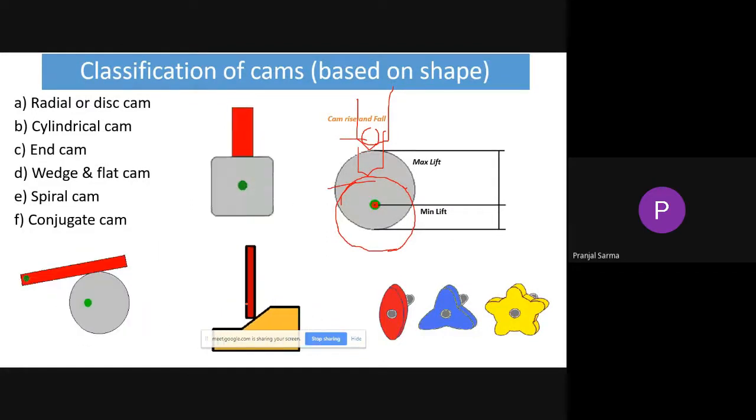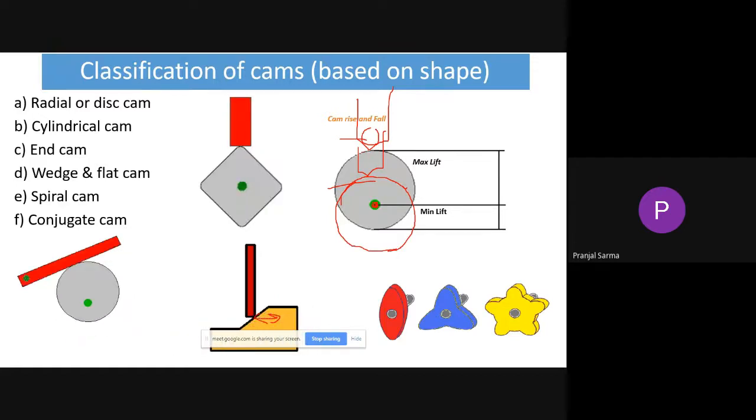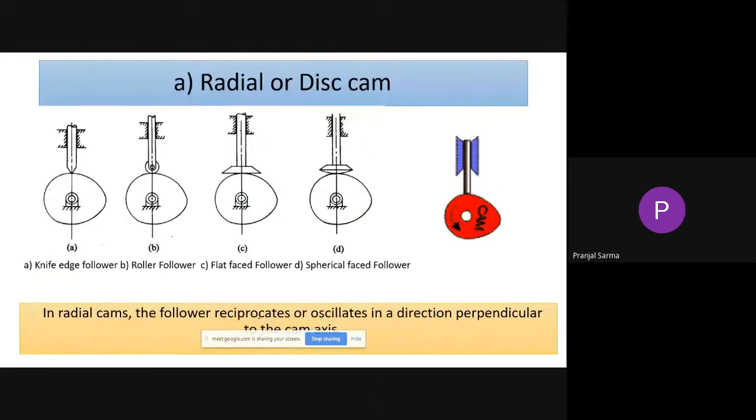And similarly here we have shown that it's possible that the cam might be a reciprocating element also. Now what is this radial or disc cam? In a radial cam, the follower reciprocates or oscillates in a direction which is perpendicular to the cam axis. So what is this cam axis? The cam axis is nothing but the cam's axis of rotation. If we think of this, here we have the shaft, that is, the rotation axis will be here, into the plane if you consider it like that. And the follower axis is this one. This is the follower axis.